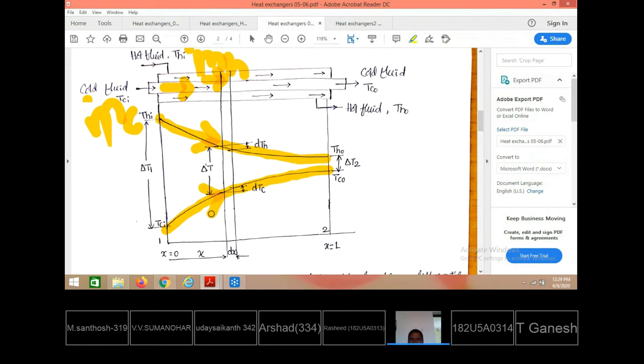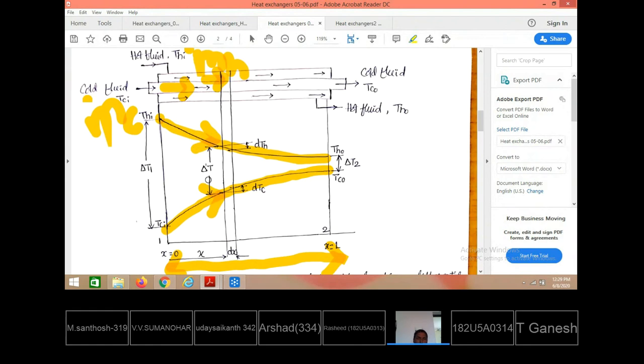Both must travel in the same direction, and the hot fluid is dropping its temperature by rejecting heat. Cold fluid is increasing its temperature from TCI to TC naught, by absorbing the heat that is lost by the hot fluid. So these are the temperature profiles. Suppose the heat exchanger has a length from 0 to L, from inlet to outlet. Within this length, from hot fluid side to cold fluid side, the temperature profiles change like this. Hot fluid temperature is dropping, cold fluid temperature is increasing.